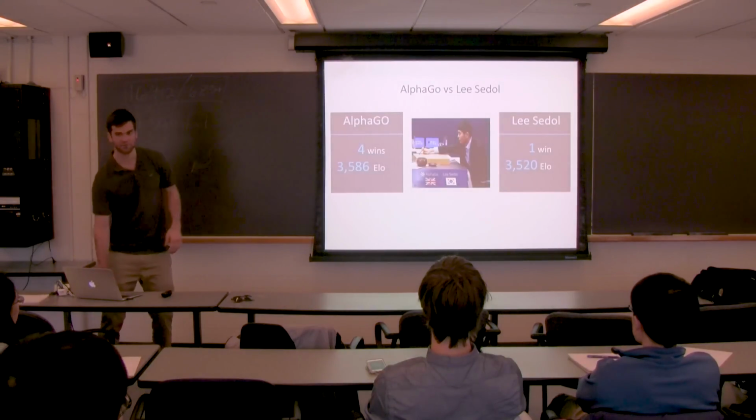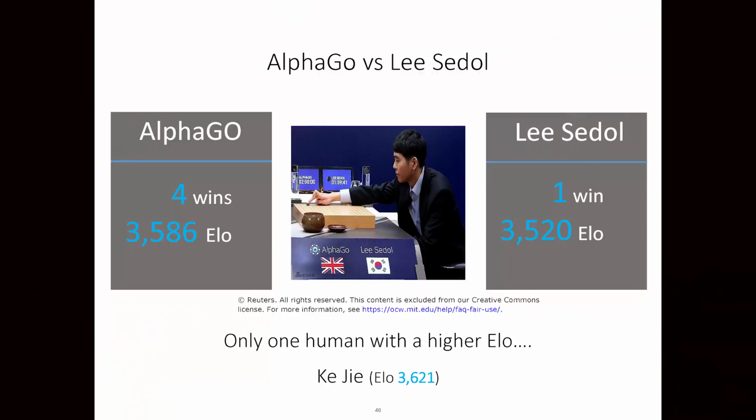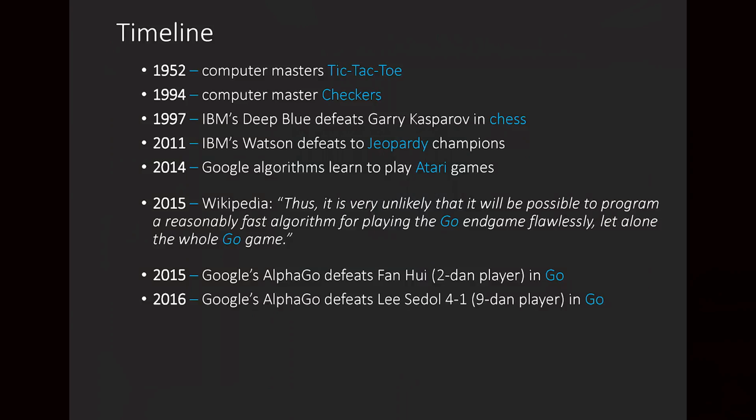Then we decided to see how we'd fare against humans, and by we, I mean not me, I mean Google. They won 4-1, and Lee Sedol's rating was 3,520, and so now AlphaGo's rating is estimated to be about 3,586. So like, woo, we beat the best dude, except we didn't, because there's another dude who has an even higher score apparently, 3,621, and I think this should be the last part.